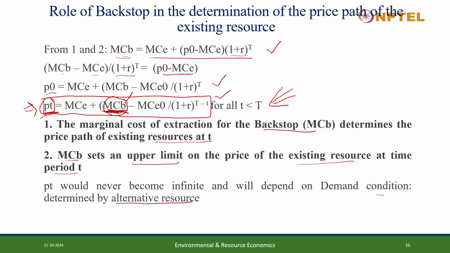And the second inference is marginal cost of backstop sets an upper limit on the price of existing resource at time period t. So these are two conclusions.